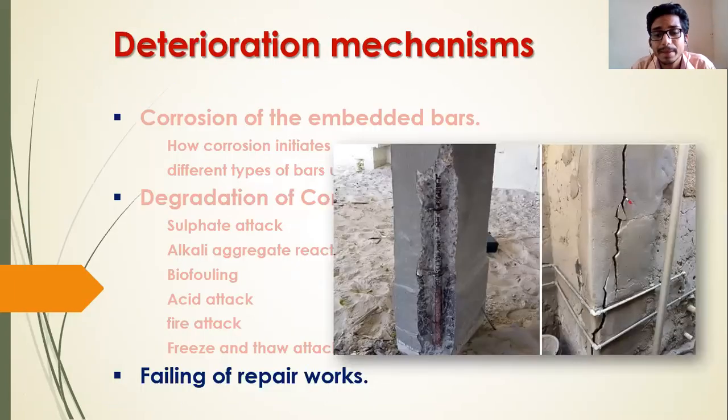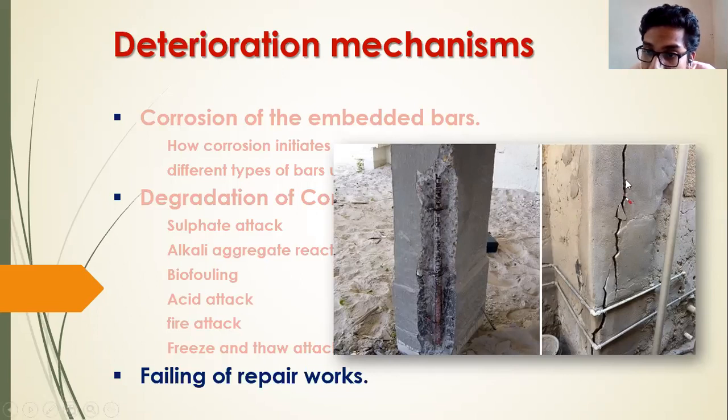Now, failing of repair works. You can see that this is an example. The pier, the column, or you can say the pillar, has suffered from corrosion, and the concrete came out from that particular part. Without addressing the main reason for the distress, they simply did some patchwork. You can see very clearly here they did some patchwork.